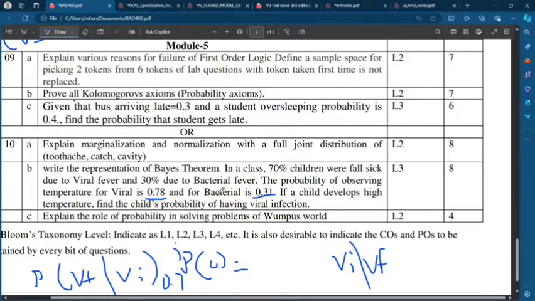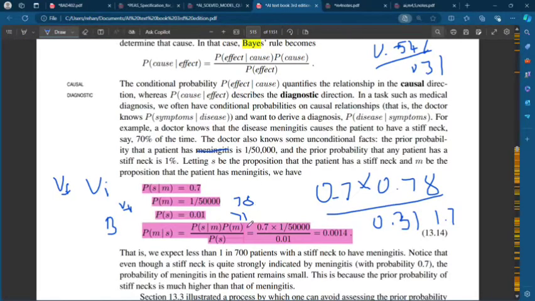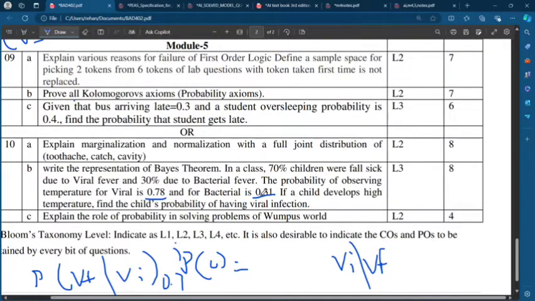Wait, 0.78. 70% fall sick due to viral fever and 30% fall sick due to bacteria. That's 0.3, right? The probability of observing temperature for viral is 0.78 and for bacterial is 0.3. If a child develops high temperature, find the child's probability of having viral infection, not bacterial infection. So let us just try, instead of 7, 8 and 3, 1, let us just try to take 7 itself.